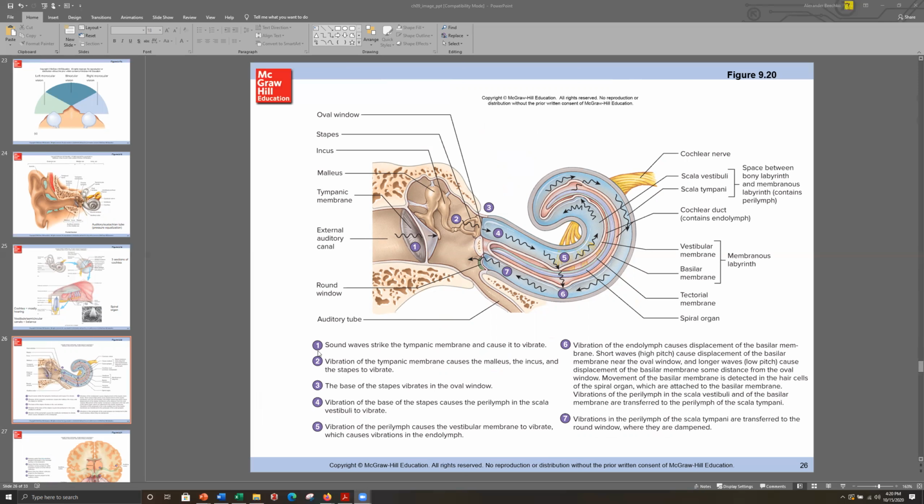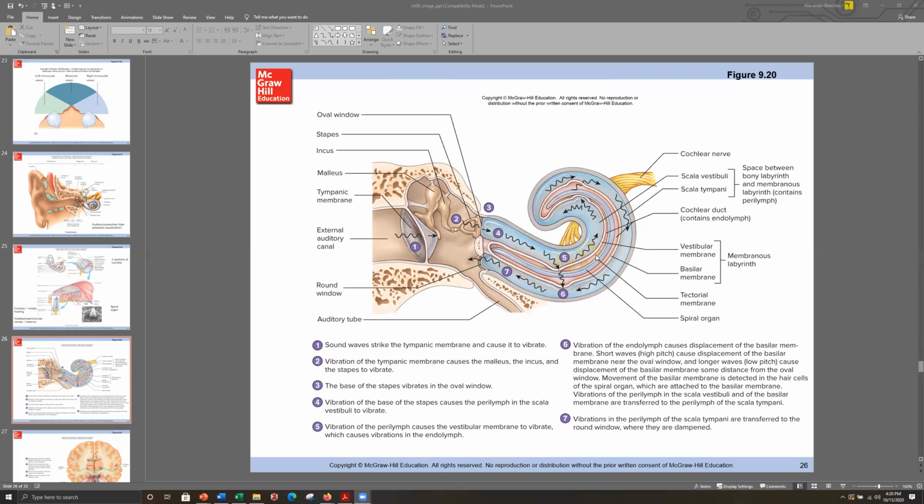So the first part is sound waves strike the tympanic membrane and cause it to vibrate, which causes a chain reaction here with the inner ossicles. Vibration of the tympanic membrane causes the malleus, the incus, and the stapes to vibrate. The base of the stapes vibrates in the oval window. Okay. Vibration of the base of the stapes causes the perilymph in the scala vestibuli to vibrate.